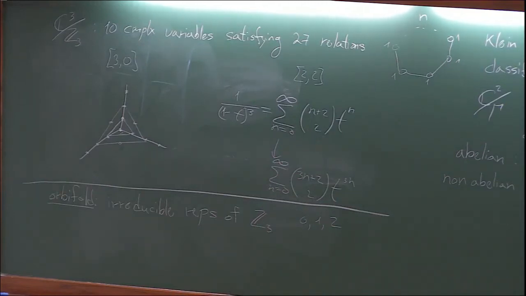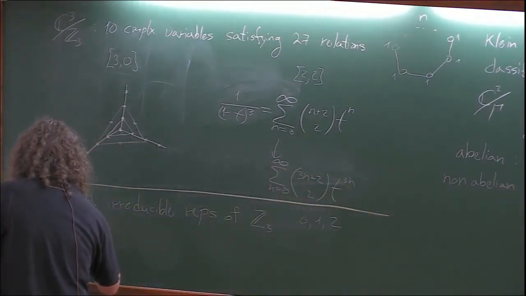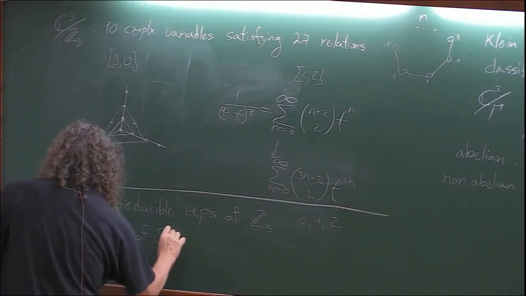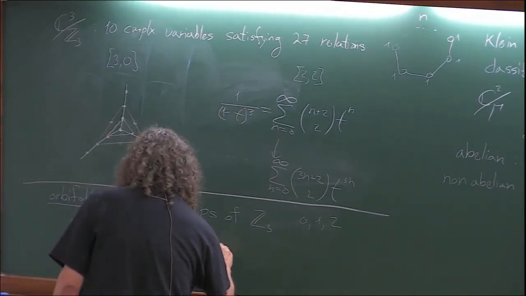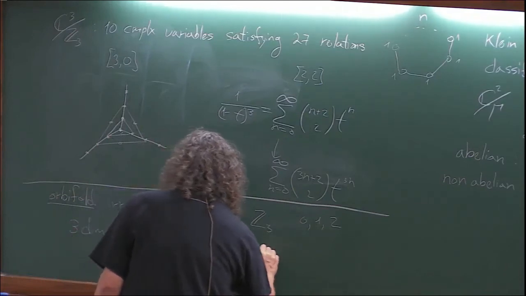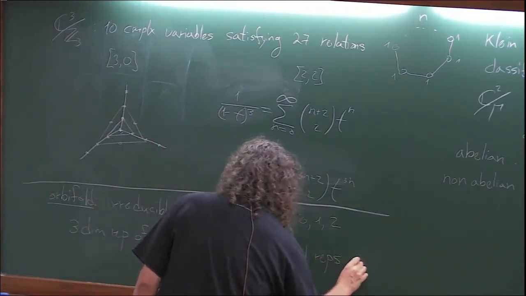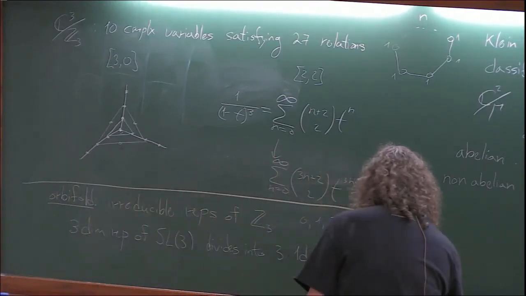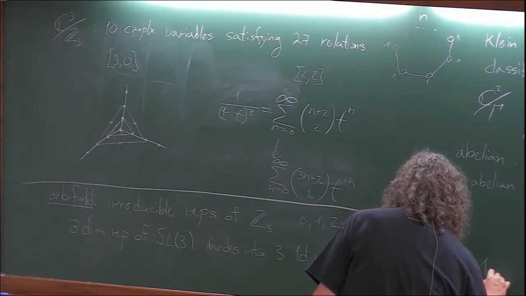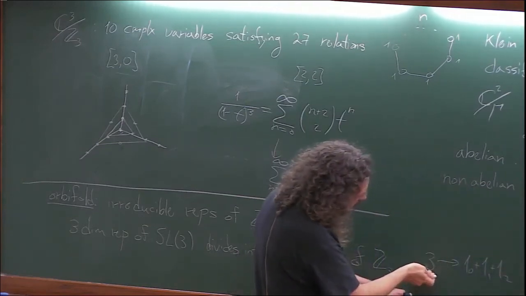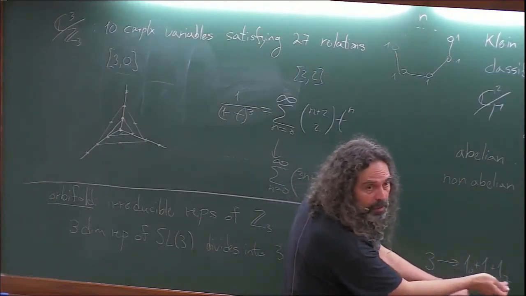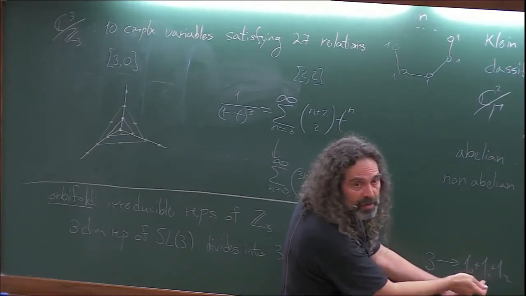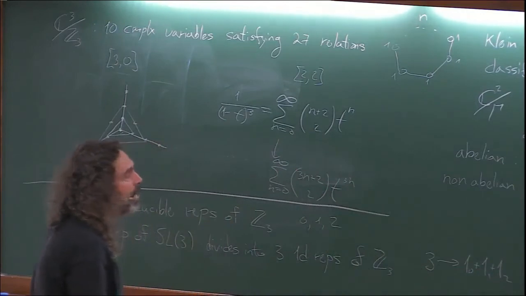And if I look at the way the embedding goes, I have that the 3-dimensional representation of SL3 divides into 3 one-dimensional representations of Z3. So I can write it as 3 goes to 1, 0, plus 1, 1, plus 1, 2. The 3-dimensional representation of SL3 divides into the 3 irreducible representations, the trivial, the multiplication by a phase, and by its inverse. Now I'm ready to draw the quiver.